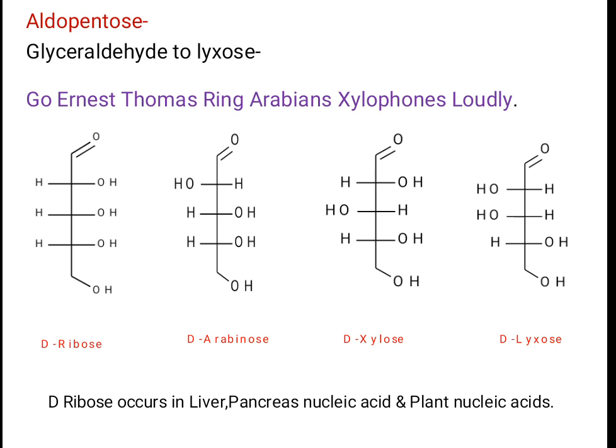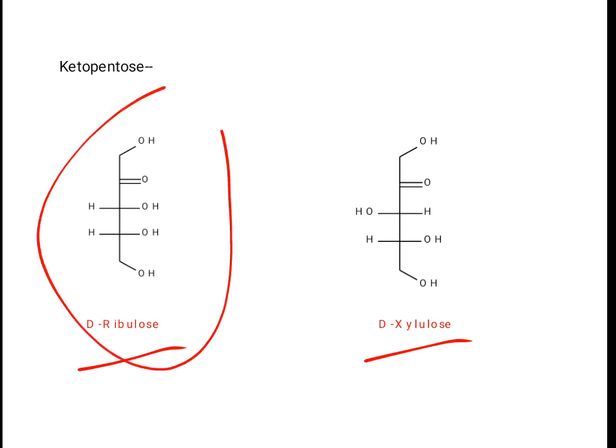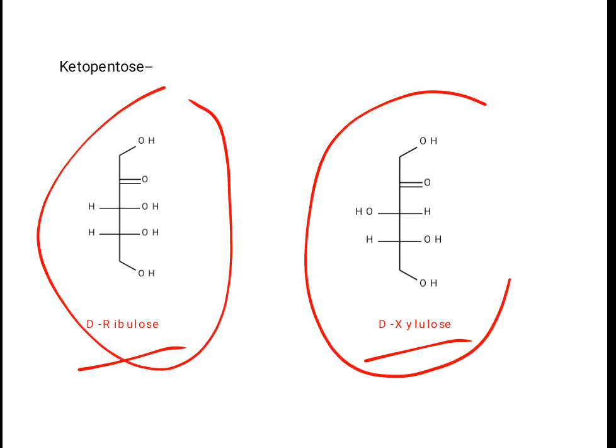D-ribose occurs in liver, pancreas, nucleic acid, and plant nucleic acid. So D-ribose is very important. Okay, these are the ketopentoses. There are 2 pairs of ketopentose. These 2 are the D forms. You can also get L forms. This is D-ribulose. This one is D-xylulose.